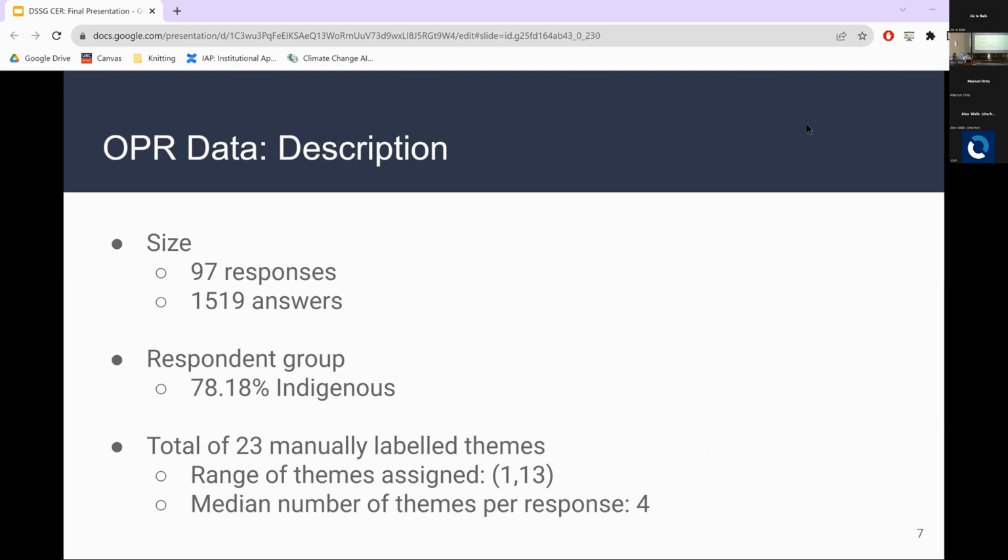There were a total of 23 themes that could be labeled for each individual answer, and the number of themes that were tagged per answer ranged from 1 to 13. On average, about 4 themes were labeled per answer. So already we're seeing a one-to-many relationship between entries and themes. And we're looking at a multi-classification issue because each individual entry could have more than one theme.